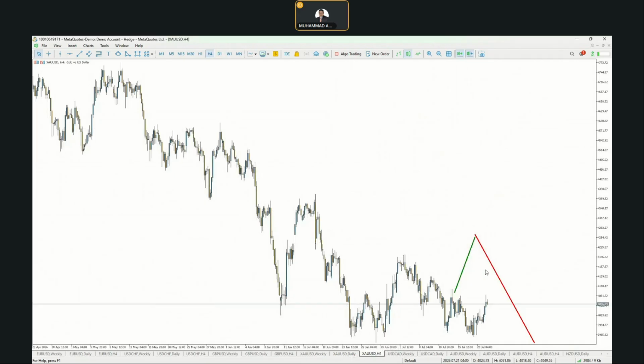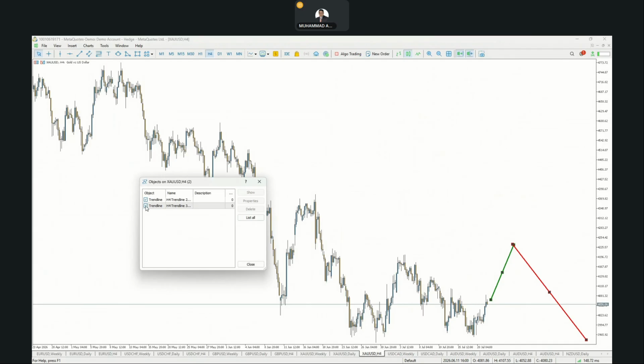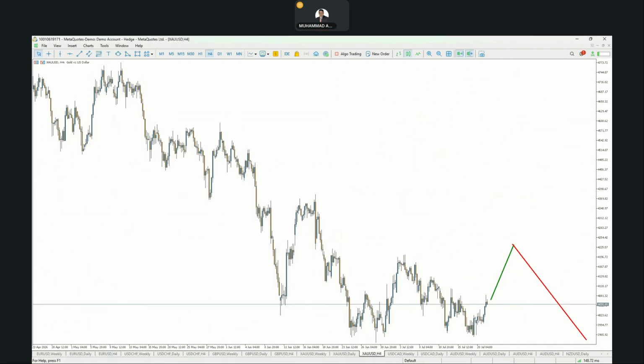In 4-hour time frame, seems to me market is trying to find some support. So expect a bullish leg first, and then maybe a continuation of a downtrend in XAUUSD pair.